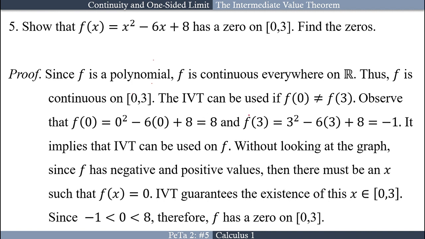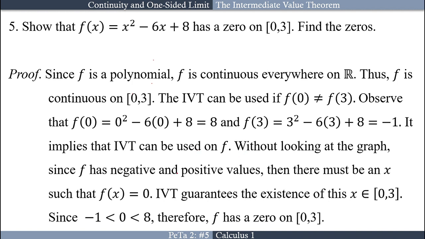The IVT can be used if f of 0 is not equal to f of 3. By observation, f of 0 is equal to 0 squared minus 6 times 0 plus 8, which is 8, and f of 3 is 3 squared minus 6 times 3 plus 8, which is negative 1. This observation only implies that IVT can be used on our function.